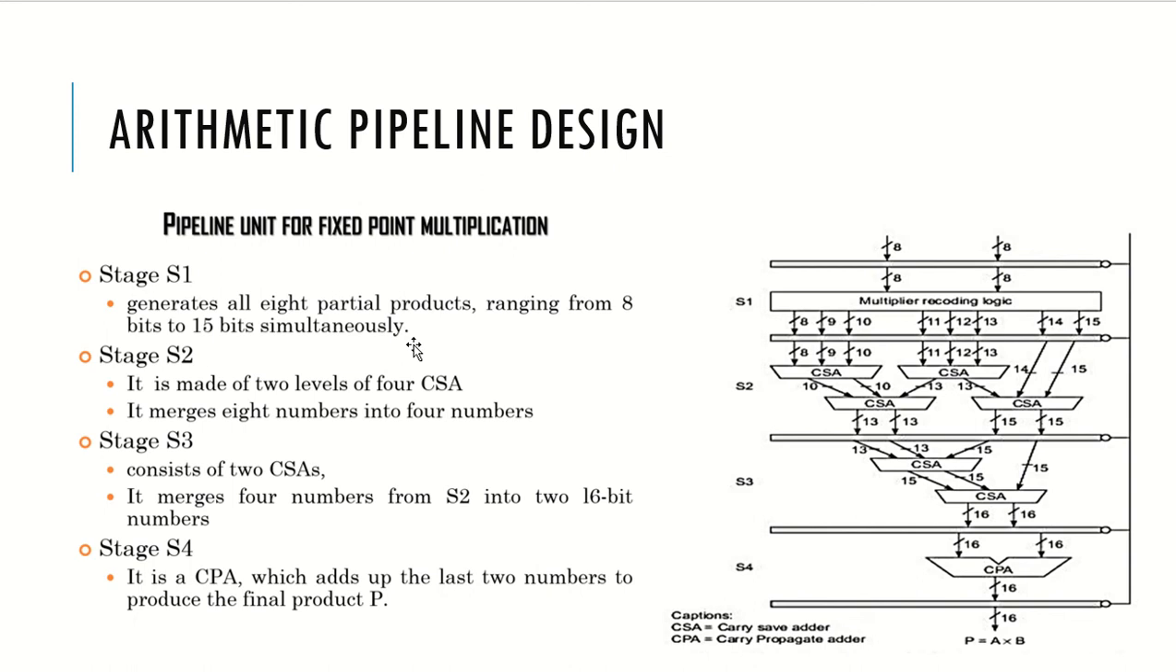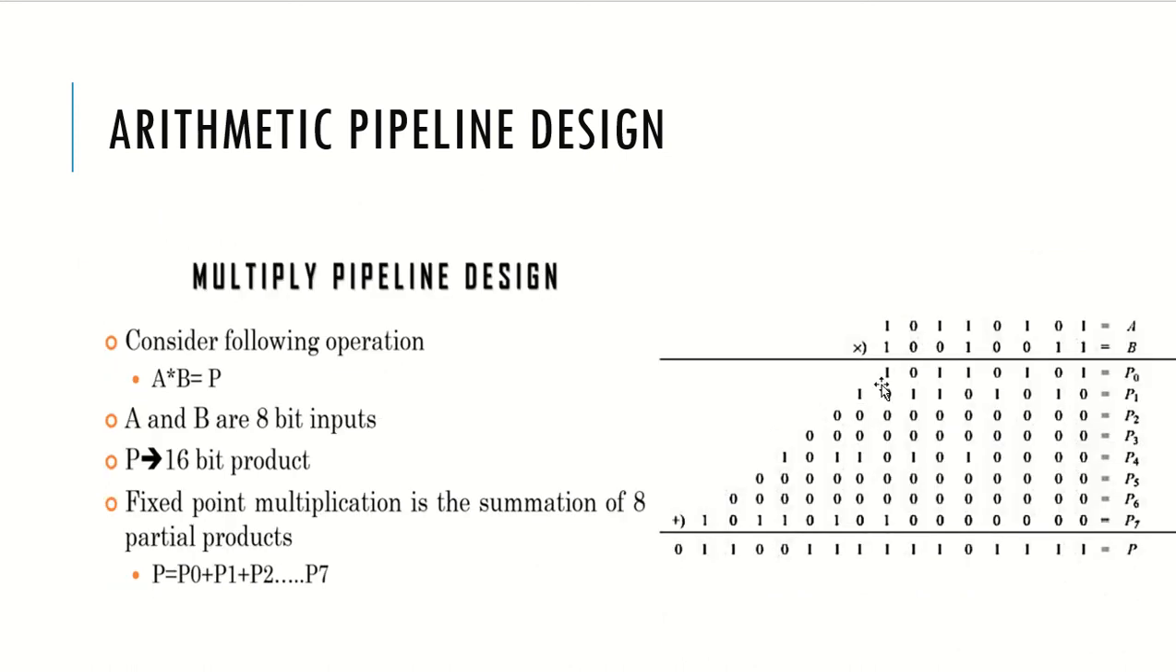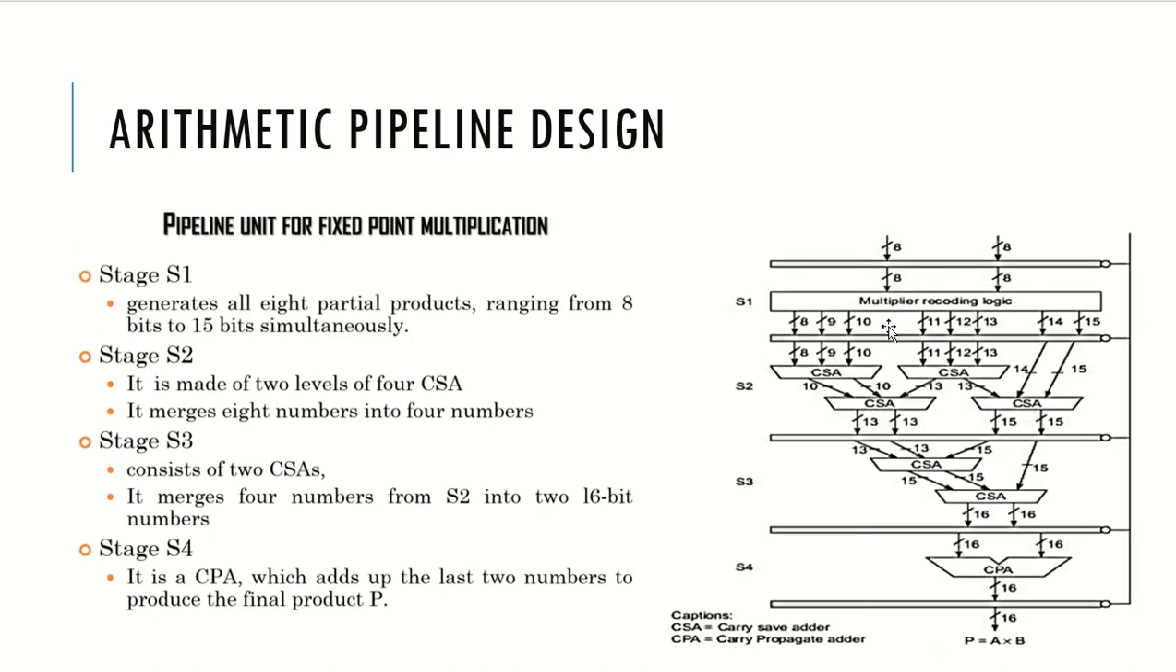So you are feeding into the stage the given values A and B. All the partial products, as we have seen here, from P0 to P7, will be generated in stage 1. So this is stage 1. All those partial products will be generated, and what happens?